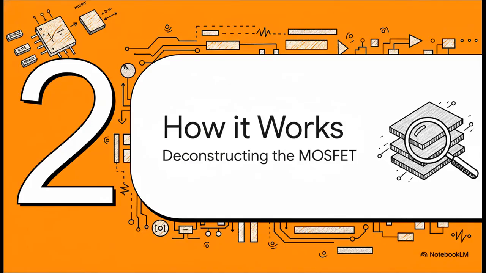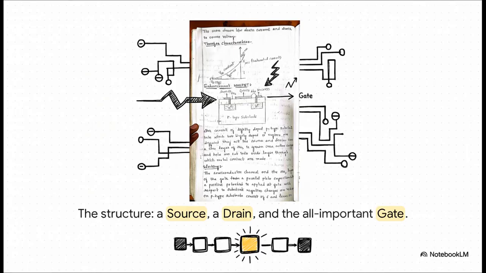Okay, so let's get under the hood. How does this thing actually work? We're going to deconstruct the MOSFET piece by piece. All right, take a look at this picture here. Every MOSFET has three key parts, three terminals. You've got the source, that's where the current starts. You've got the drain, that's where it wants to go. And then you have the gate. The gate is the boss. It's the switch that decides if the current gets to make that journey from the source to the drain through this little pathway called the channel.